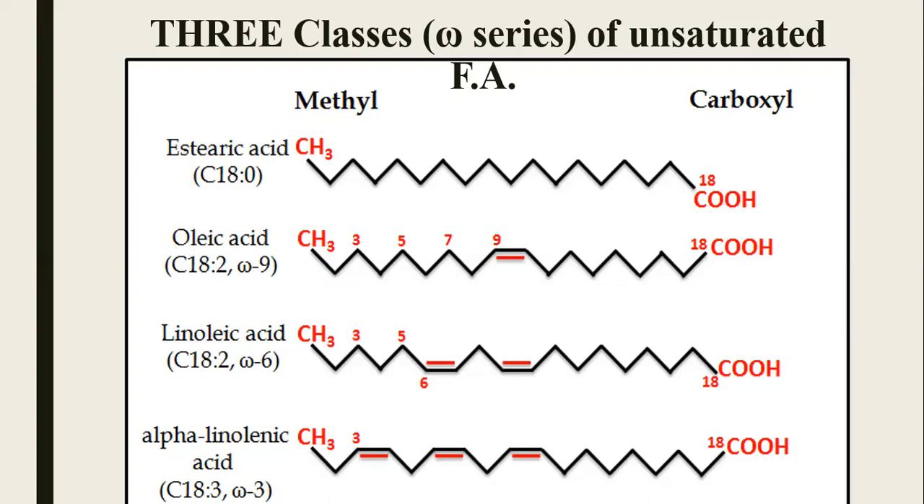Now what do we mean by omega 9? An omega 9 fatty acid is a fatty acid which has its first double bond present at carbon number 9. So if you see the structure of oleic acid, it has its first double bond present at the omega 9 carbon. Therefore, this is classified as an omega 9 fatty acid.